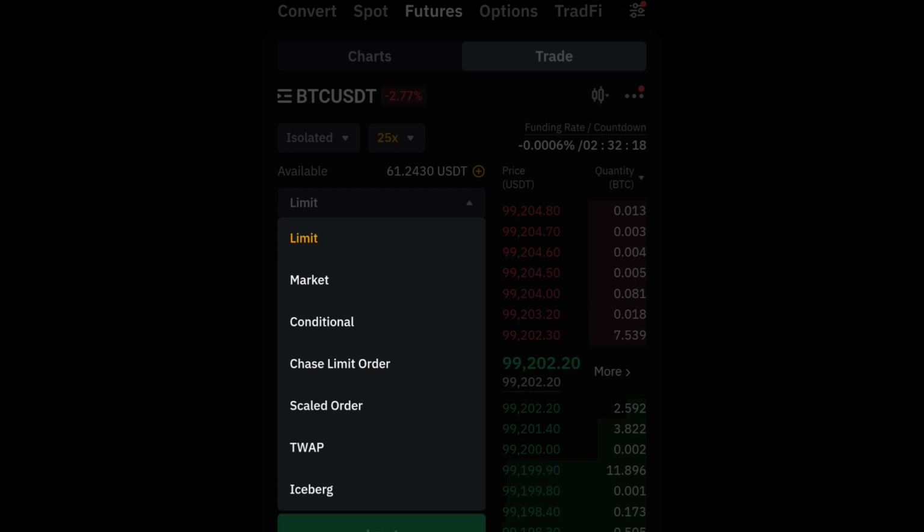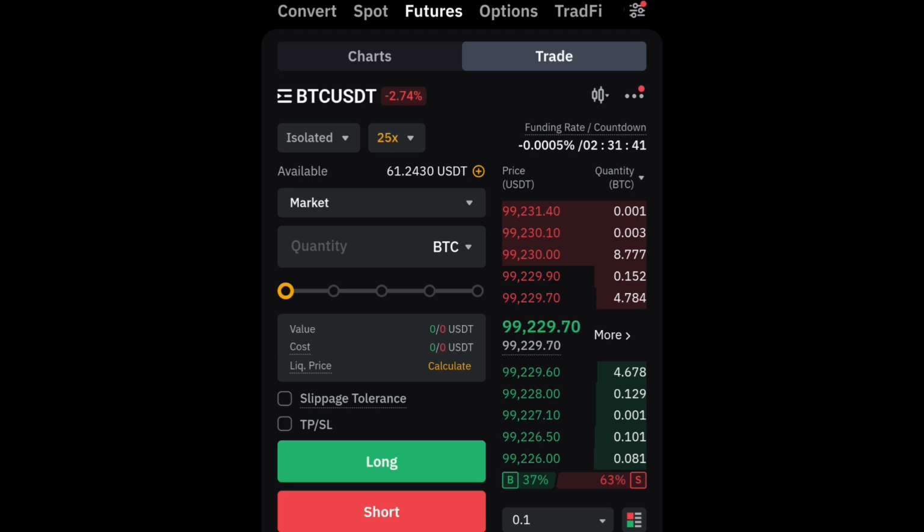So you always set your limit. If you are a working class person, or you are someone who is not always on the market, or always on your chart trading futures or trading derivatives, you always set your limit, and it will always buy for you at the limit you put. Now we'll go for the market order.